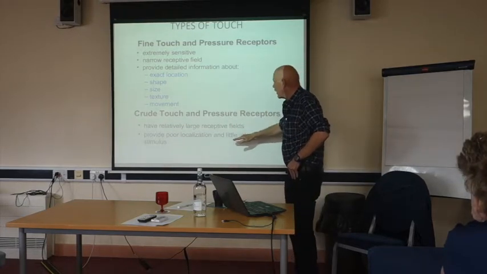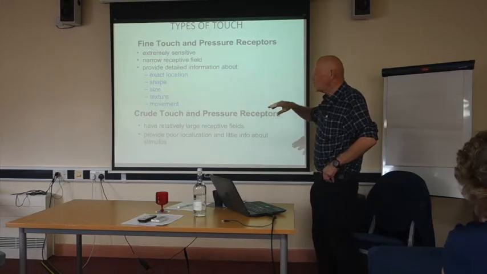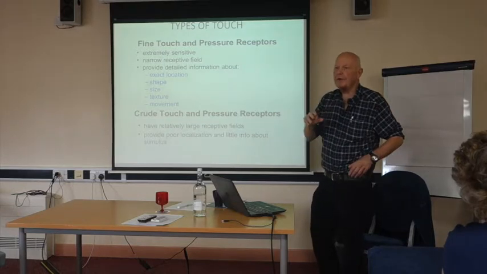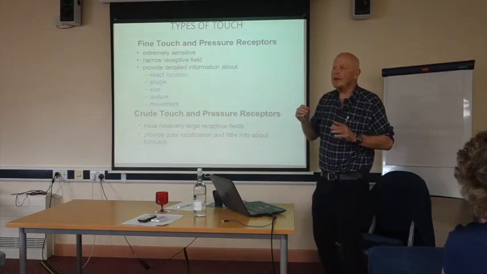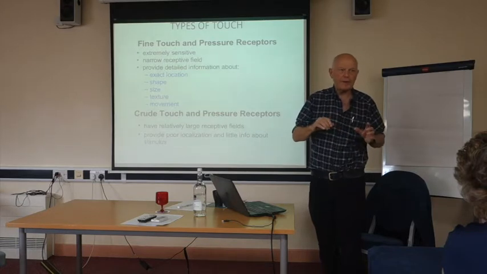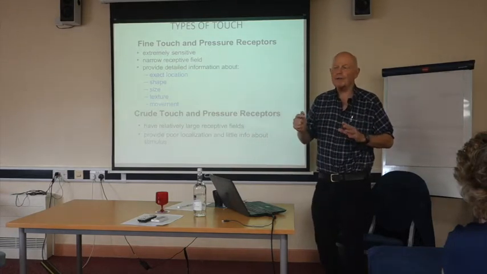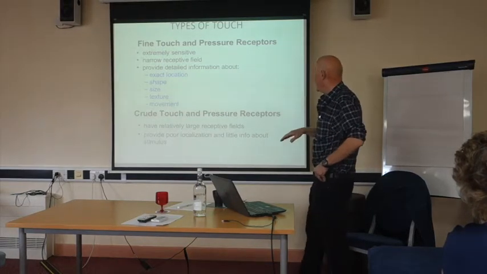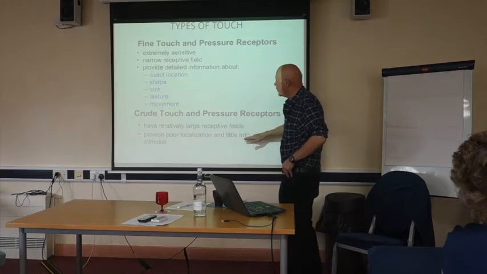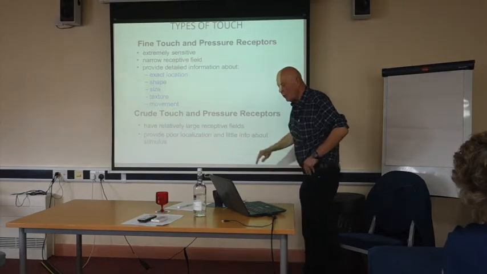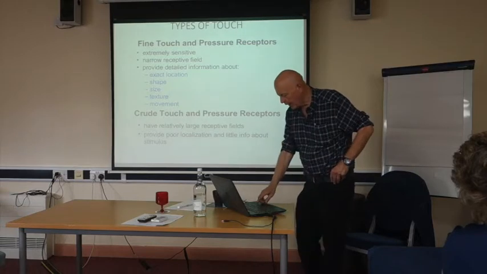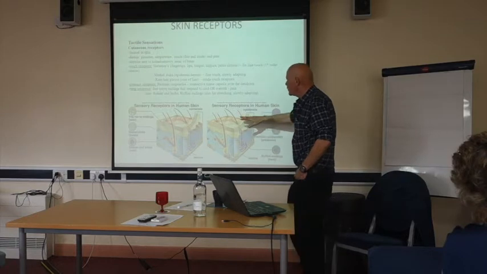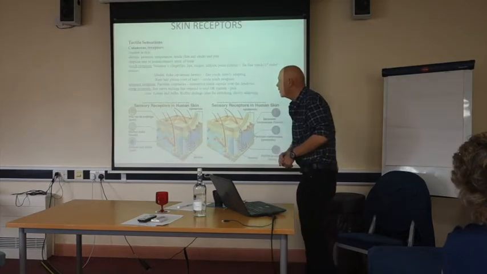If it's crude touch, you might know that you've been touched, but you probably wouldn't be able to describe very well what had touched you, and you might not even be able to describe exactly where you've been touched. You might know you've been touched, but that's about all. So you don't get a very good idea of where or what has touched you. And all this information comes from an array of different sensors in the skin.